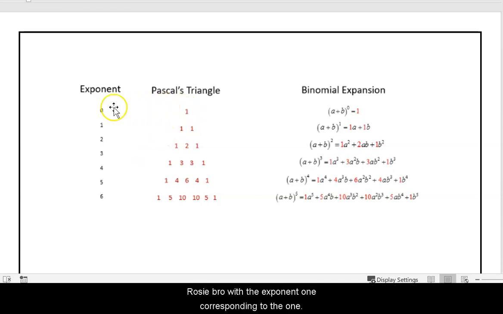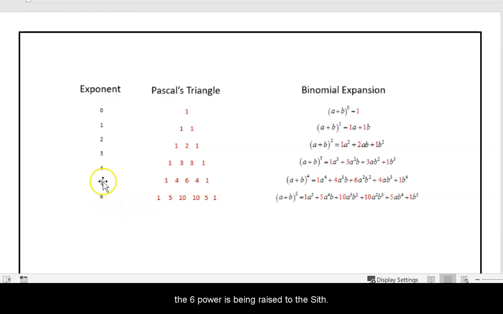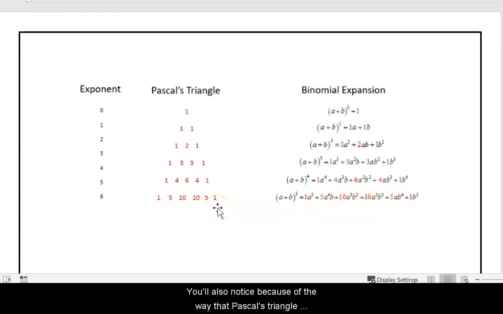This is row 0 with exponent 1 corresponding to the 1. This is row 1 corresponding to the first power, which has its coefficients here. This is row 2. In fact, this is row 5. It is not being raised to the 6th power, it's being raised to the 5th. Here is its expansion here with 1, 5, 10, 10, 5, 1. You'll also notice, because of the way that Pascal's triangle is built, that they are symmetric as they move across.